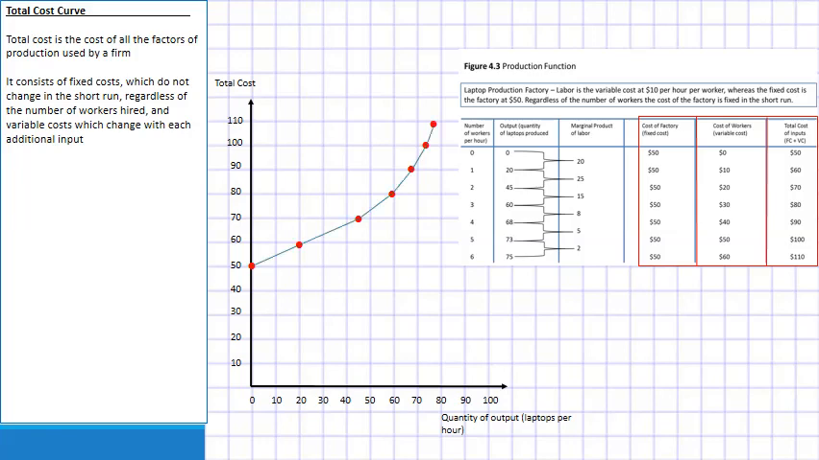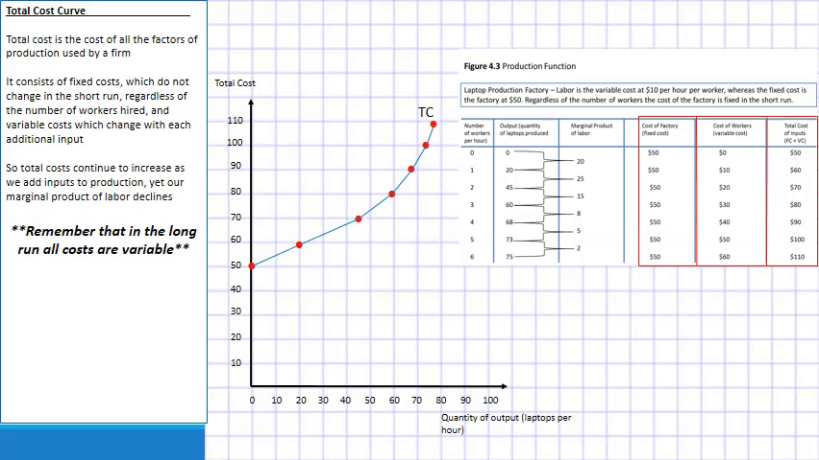So notice what happens. You'll see our total cost, we begin to see this quantity of output and our costs. So what it's telling us, our total cost curve, total costs continue to increase as we add inputs to production, yet our marginal product of labor declines. Therefore, as we go, you'll notice it continues to get steeper. So remember that in the long run, all costs are variable. So we can change that by, in the long run, increasing our factory output, maybe adding a new factory, adding new equipment, expanding the factory.